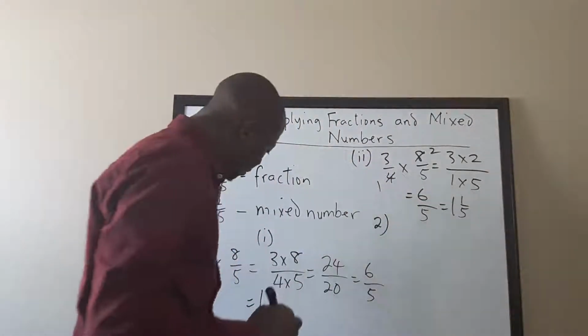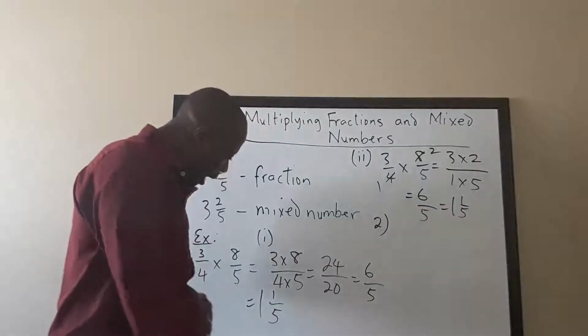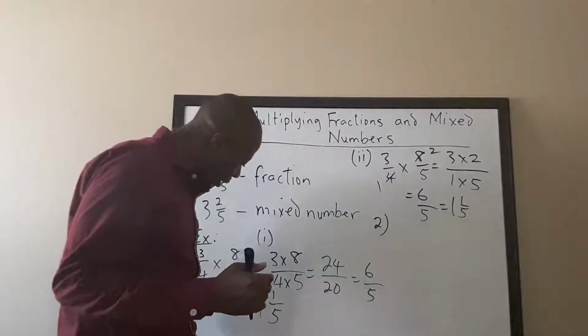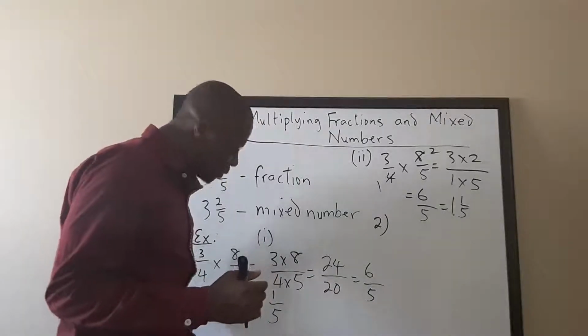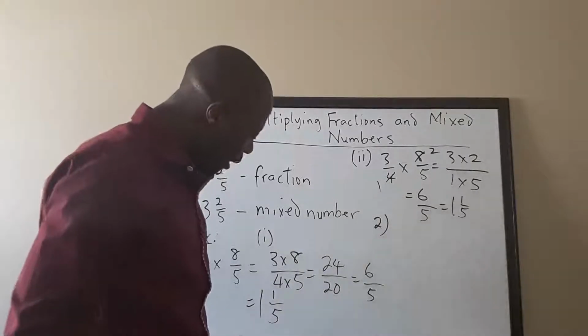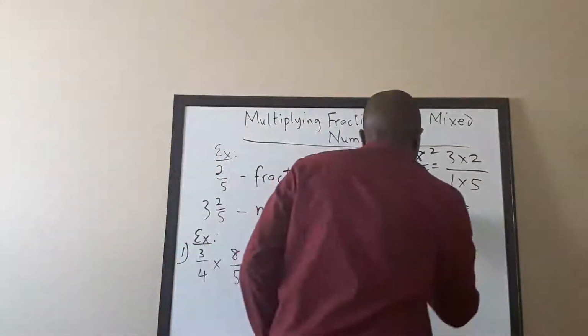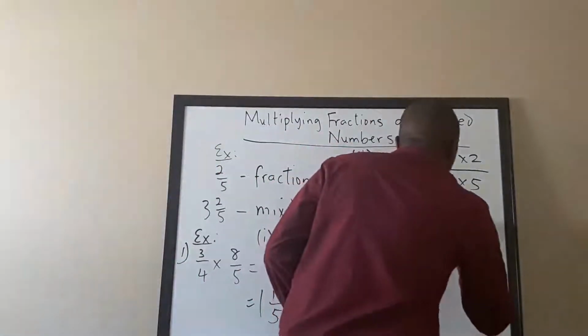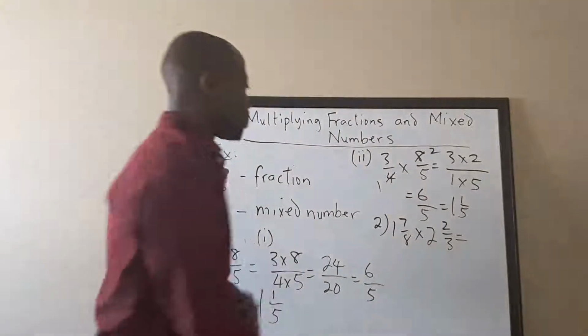And let's move on to example 2. So we've seen how to work through regular fractions here. So what if we've been given two mixed numbers? What do we do? Well, let's see. One whole number, 7 over 8, times two whole number, 2 over 3.